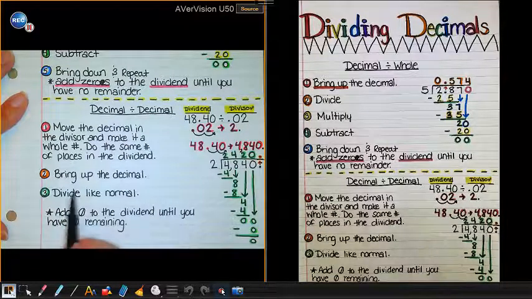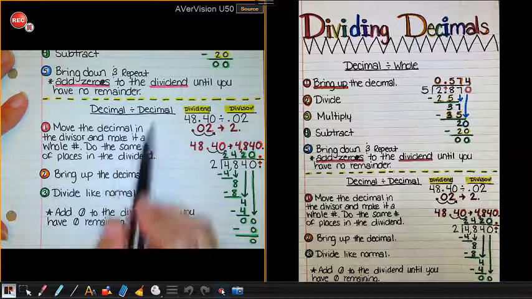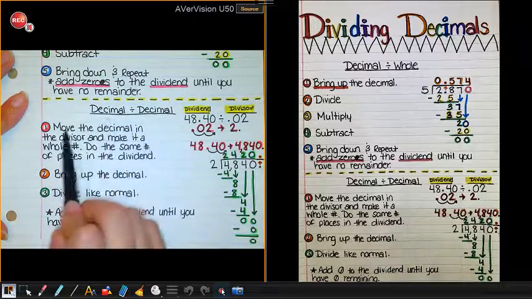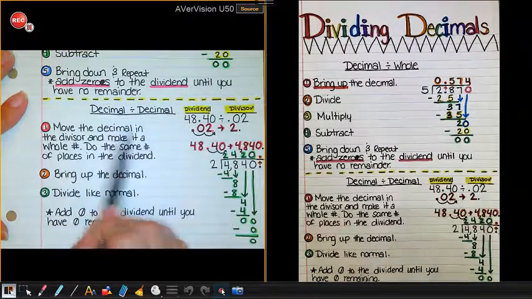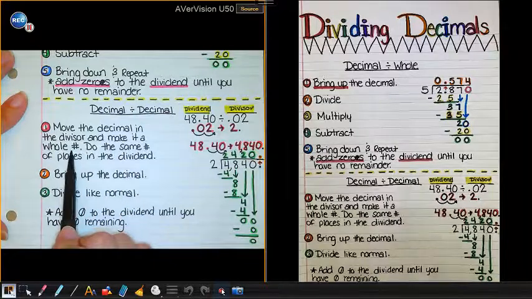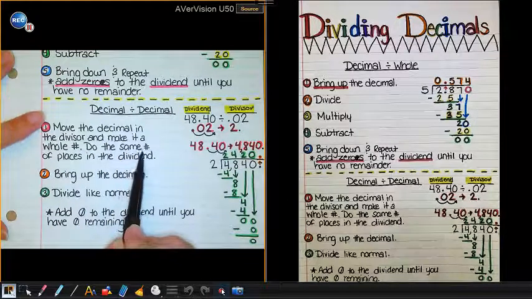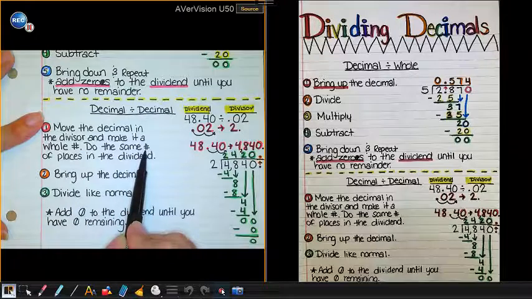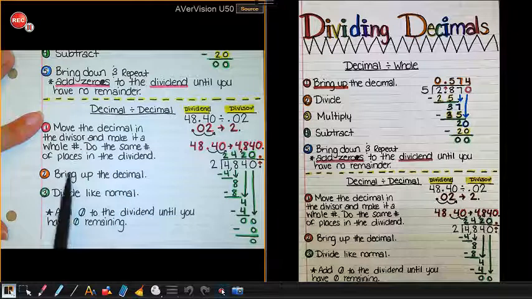So don't forget, when you're dividing a decimal by a decimal, move the decimal in the divisor and make it a whole number. Do the same to the number on the inside and move it that number of places in the dividend. 2, bring up the decimal, and 3, divide like normal.